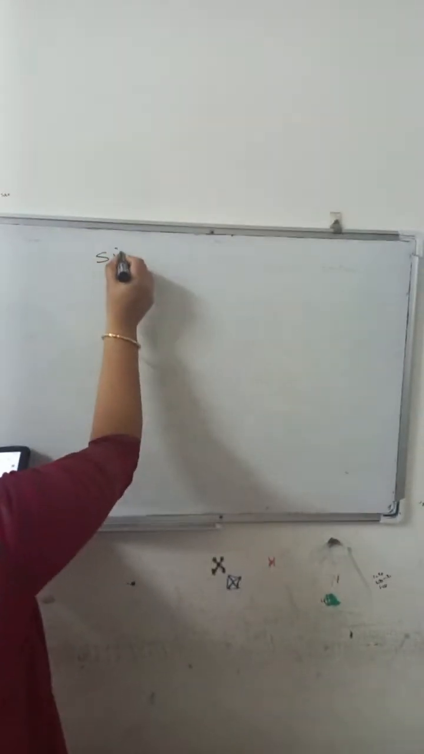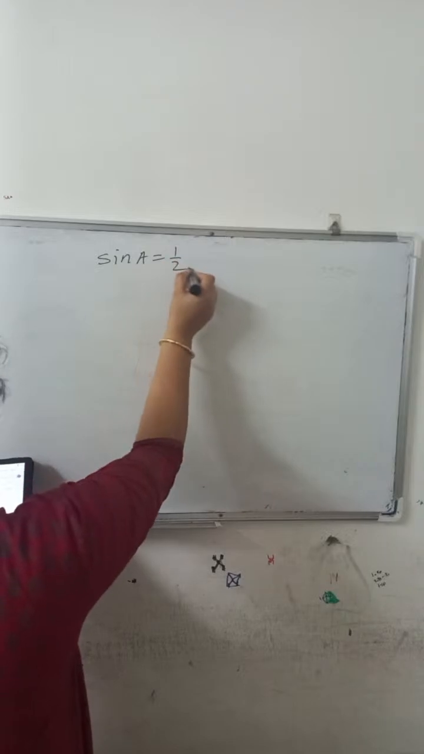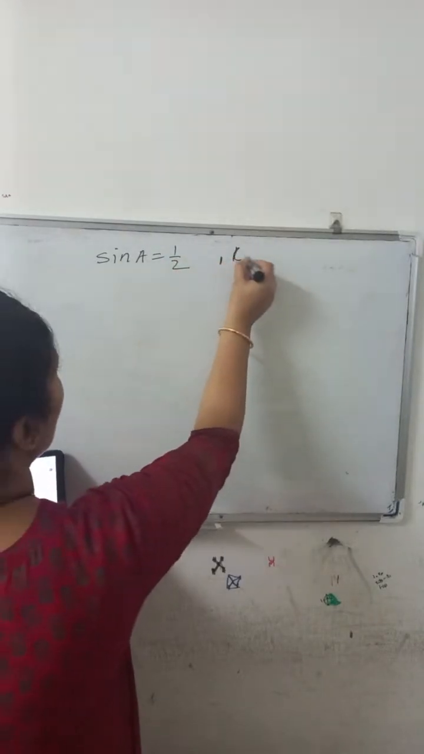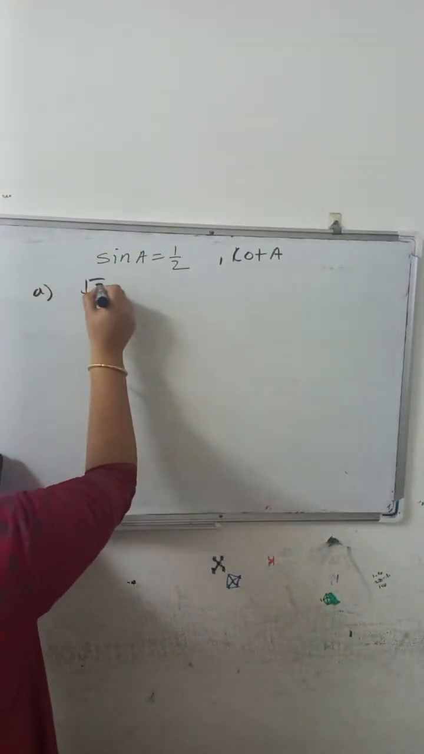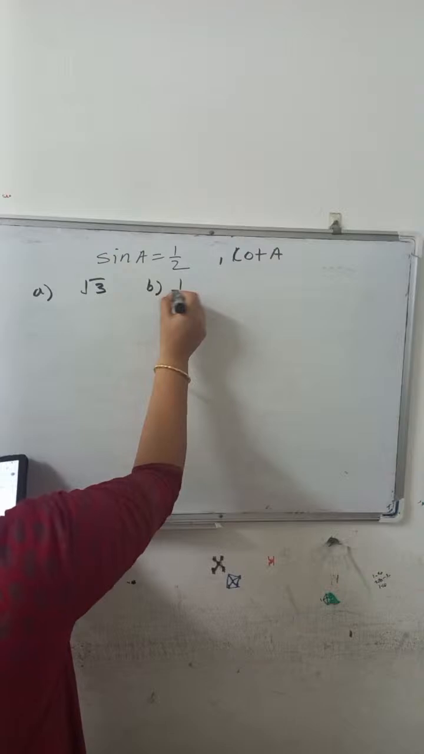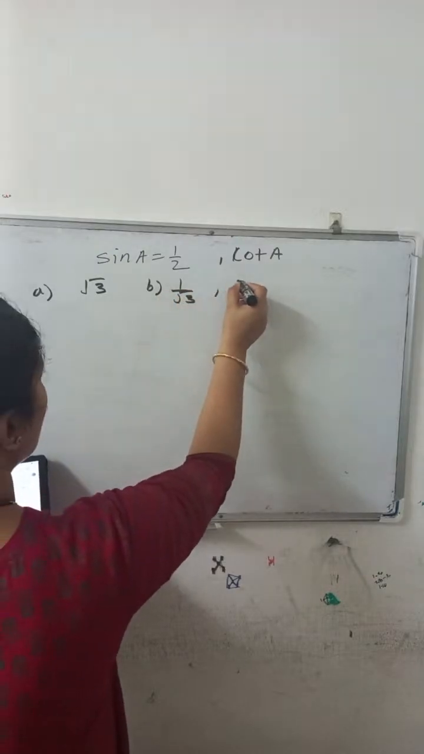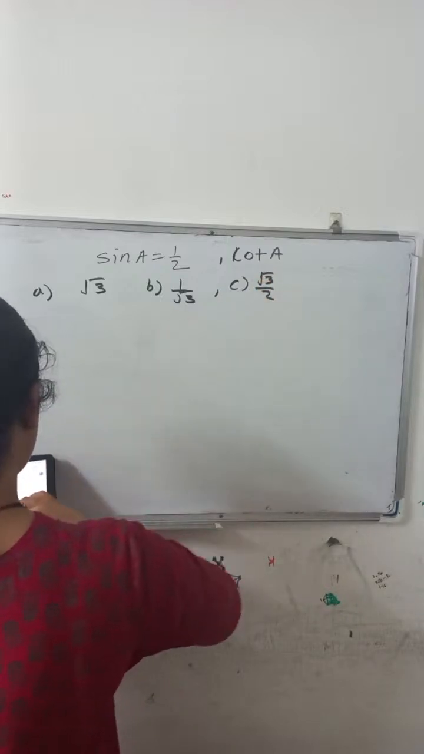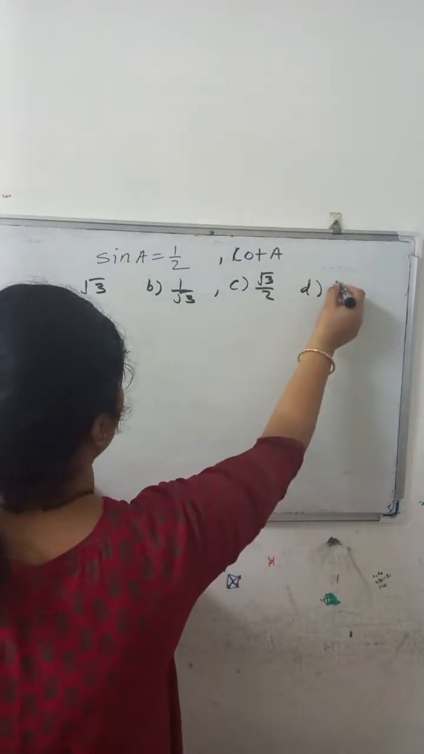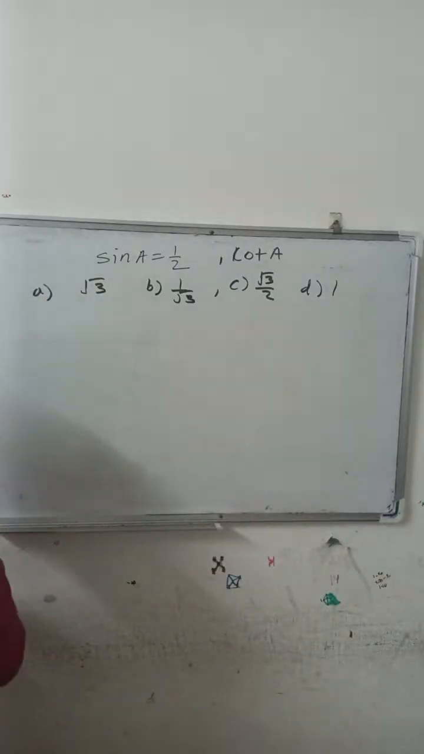Now the next question is that they are saying if sin A is equal to half, then the value of cot A. The first option is root 3, B is 1 by root 3, C is root 3 by 2, and the last option D is equal to 1. Okay, so here how to find out this value?